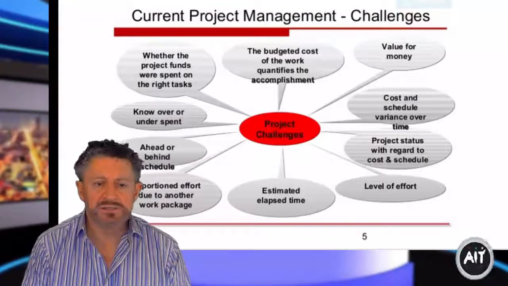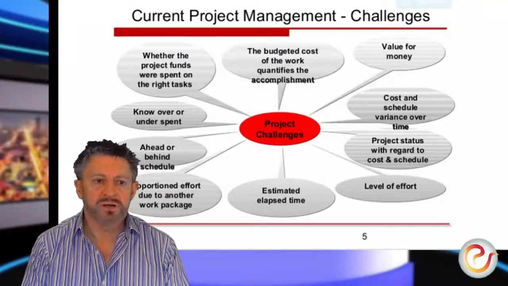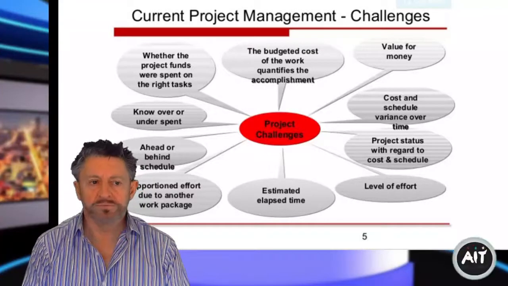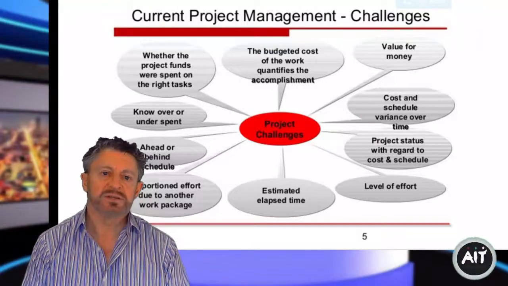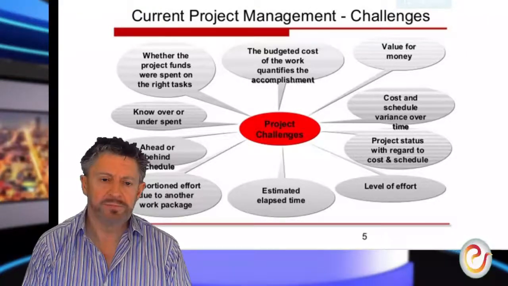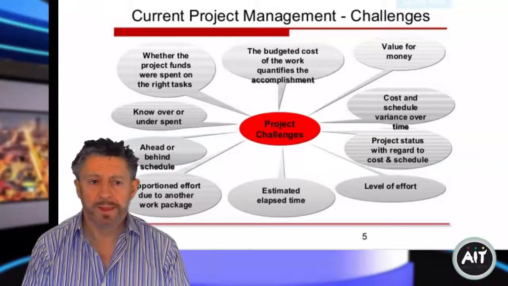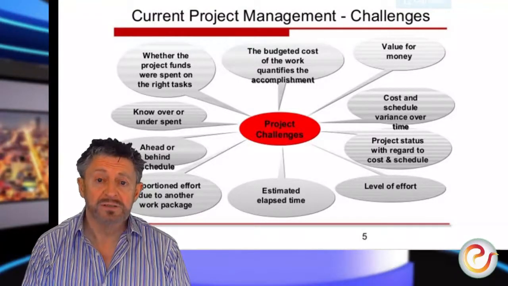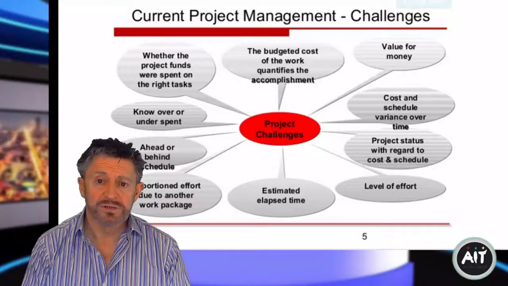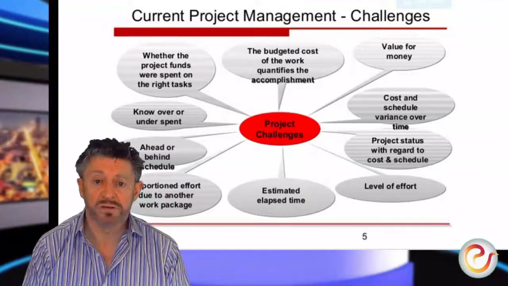So current project challenges, these are the kind of issues that you're facing. So if you look at budgeted costs of the work, it quantifies the accomplishment. So we believe that when we budget these costs, we're going to spend X amount on labor and Y amount on equipment, technology, and these budgeted costs then indicate that we're going to be able to deliver this project for 15,000 euros. And that's what it means. Budgeted cost of work quantifies the accomplishment.